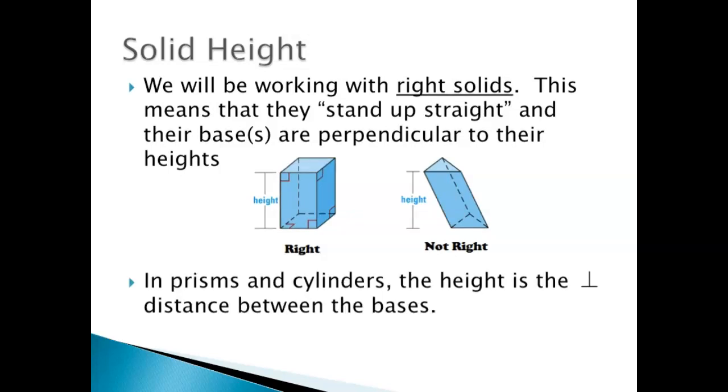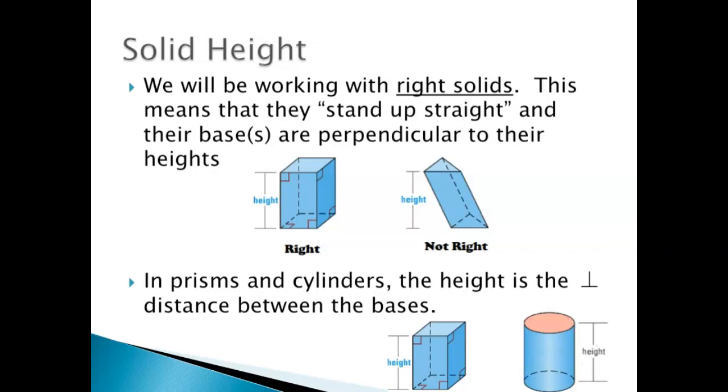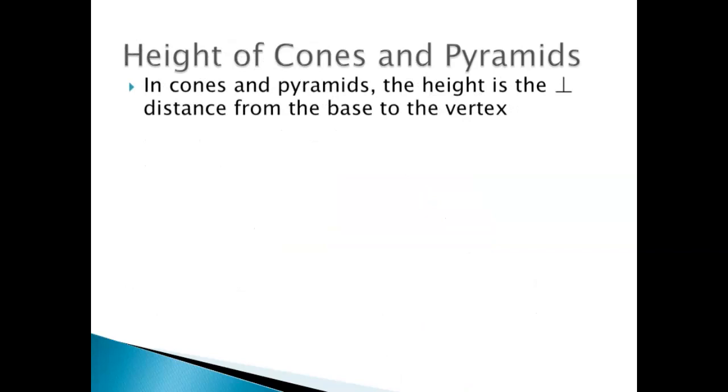Now in prisms and cylinders, the height is the perpendicular distance between the bases. So you can see here that between the top and the bottom bases, the height is perpendicular to both of those bases. So that is the distance between the bases. Same with the example on the right. Now in cones and pyramids, the height is the perpendicular distance from the base to the vertex. The height is inside of the solid.